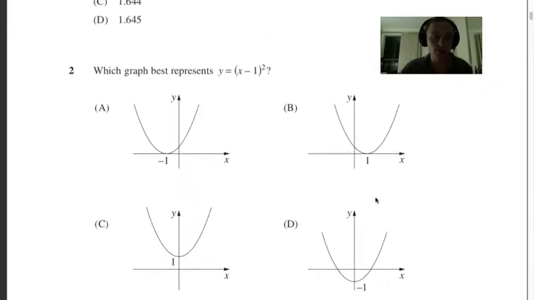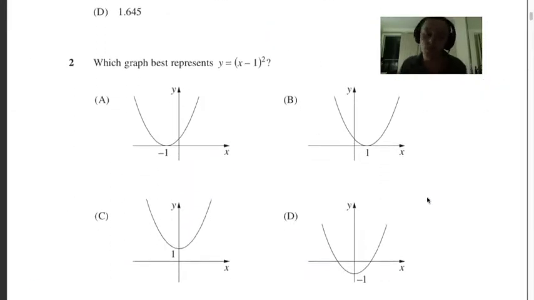Question number 2. Which graph best represents y equals (x minus 1) all squared? Well, first we'll notice that it's a quadratic. It's a positive quadratic, so each one of these satisfy that condition. They're all facing up. And we can also recognize that this equation has 2 solutions or 2 roots. Both of them are x equals 1. So that is going to be the point where the parabola just kisses the x-axis.